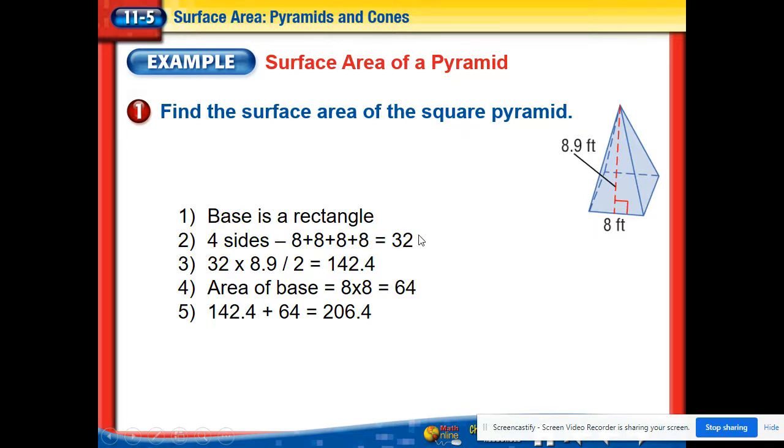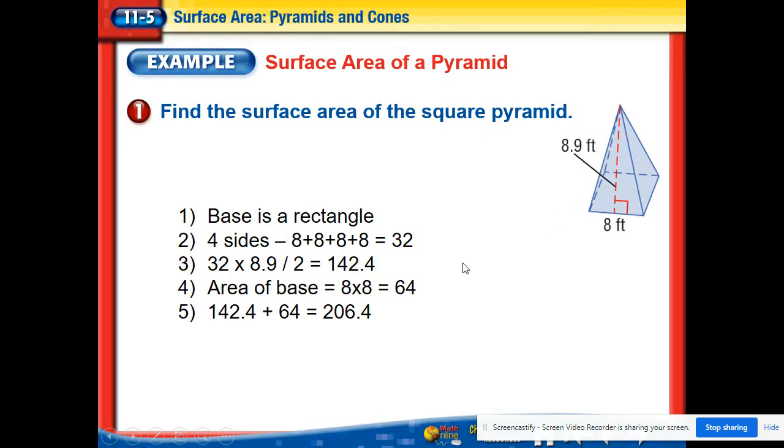Once we do that, step 3 says multiply by the slant height. That's this going up the face. Okay, it's not the height of the whole pyramid, but it is the height on the face here, because that's the triangles we're trying to go ahead and work with here. Okay, so we're going to multiply by that height and then divide by 2, because again, it's a triangle. So 32 times 8.9 divided by 2 is 142.4. So that's my lateral area. That's all these areas added up together, all these different triangles going all the way around the point.